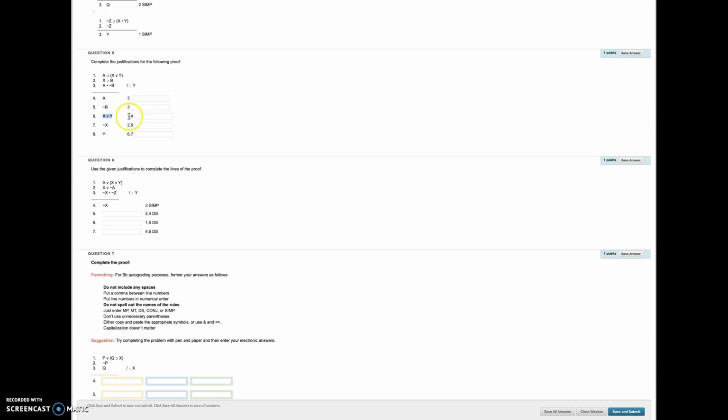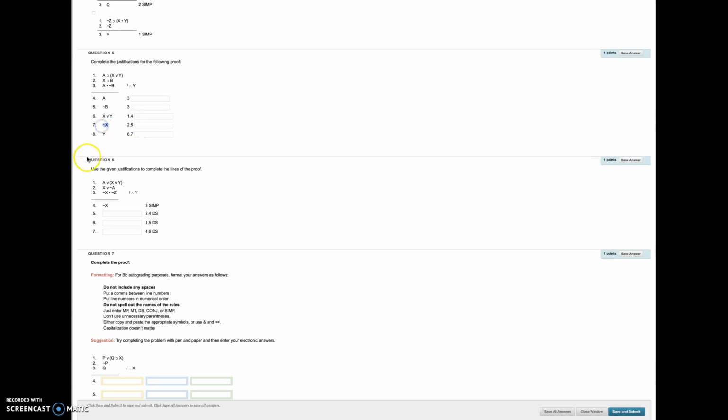Well, what's line 1 and 4? 1 is this conditional. Line 4 is one of our derived lines. It is the antecedent of the conditional, and the thing we got is the consequent. So what rule allows us to derive the consequent of a conditional?